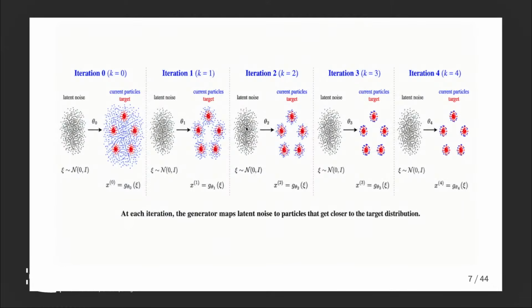And then you get the updated neural network parameter theta 2, and then you keep repeating this and so on and so forth, hoping that at some point you get the true target particle that you wish to sample from.